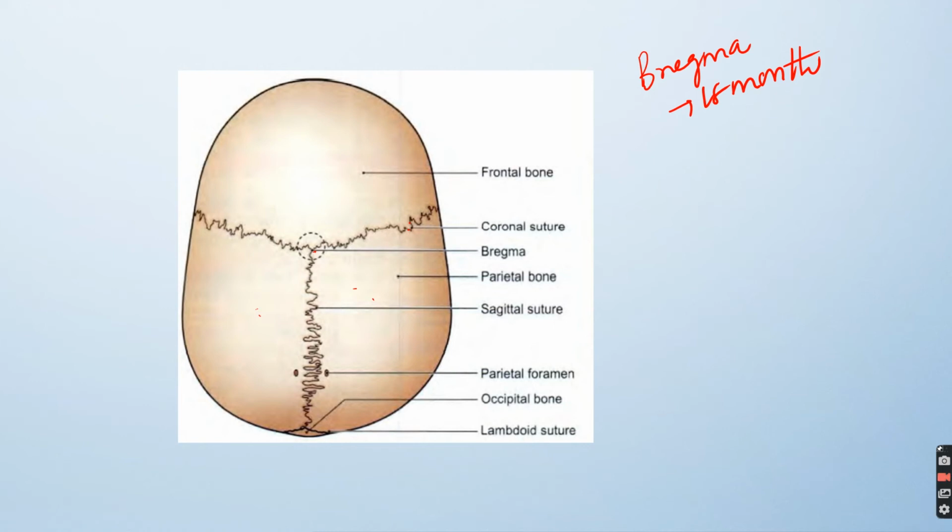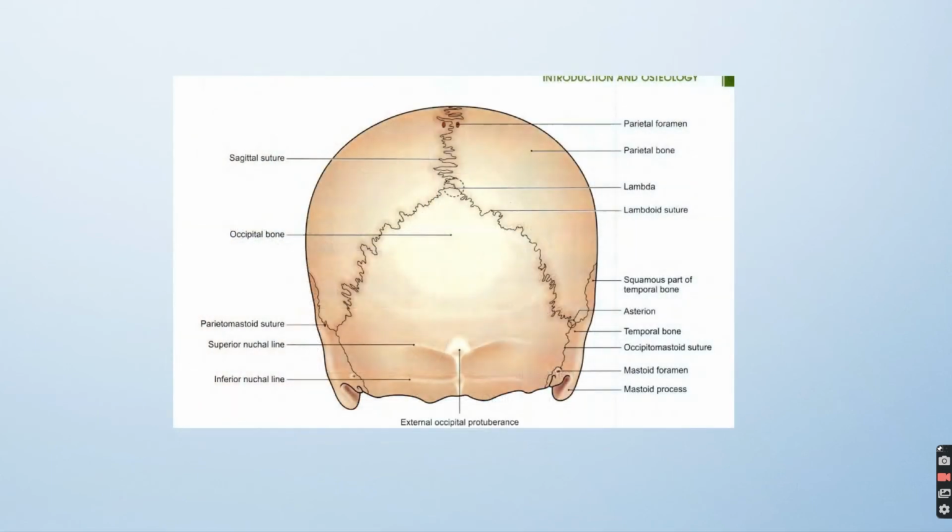So when you see a baby and touch the middle of the bregma, you will see the area is very soft because it hasn't fused yet. Till 18 months it will not fuse. This is mainly to allow the maximum growth of the brain. So that is bregma. Then you have the lambdoid suture.